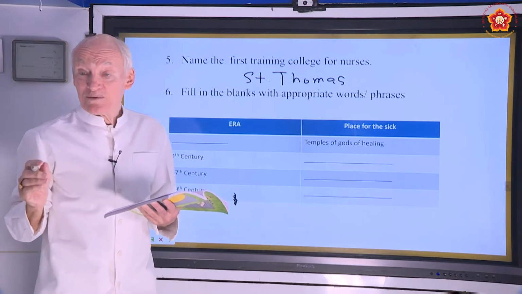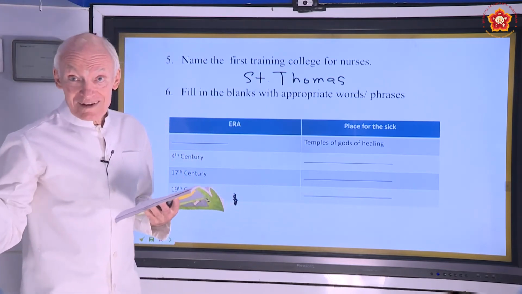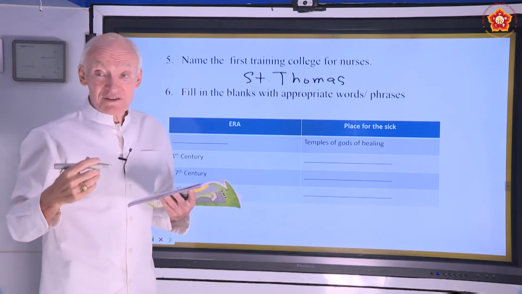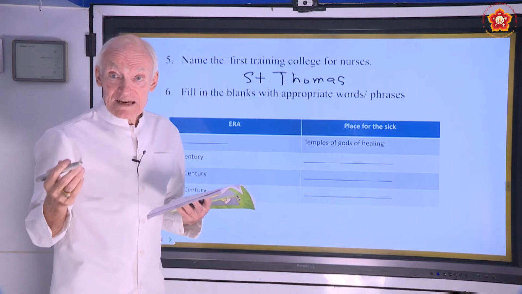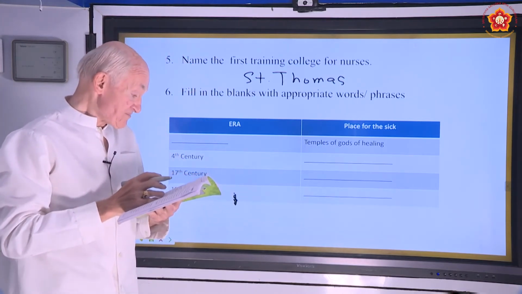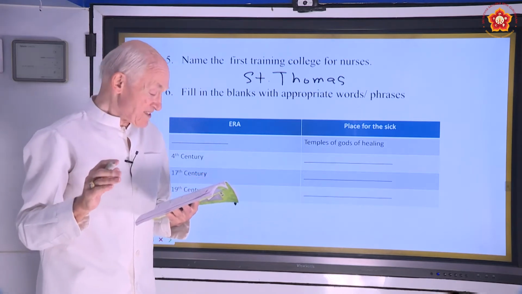Who, by the way, was martyred in India, right where we are, over by Chennai. St. Thomas was martyred, but he was a very good healer. And so they named this hospital after St. Thomas. Number 6, fill in the blanks with the appropriate words or phrases.